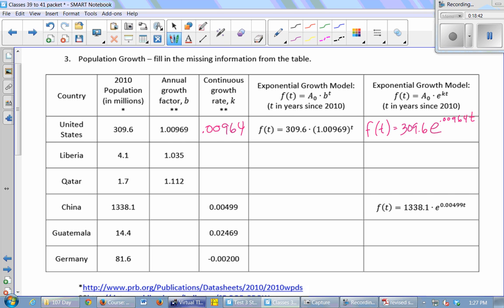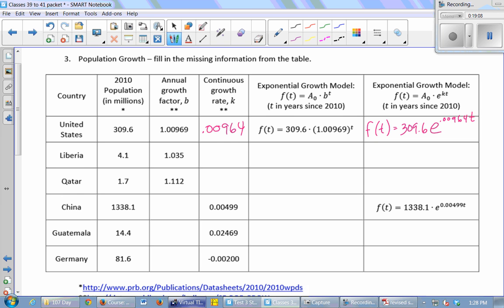Okay, so just looking at these 3 annual growth factors, which of these 3 countries is growing the fastest? Qatar, yeah. What is its percent growth rate annually? 11.2%, yeah. So the 1 represents 100%, right? It stays at 100% of what it was, and then it increases by 11.2%. That is a very big growth factor, 11.2%.